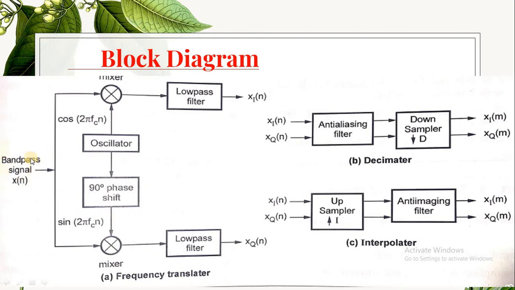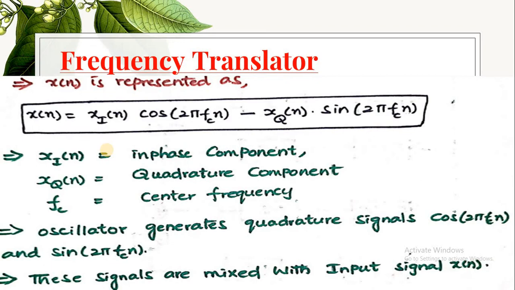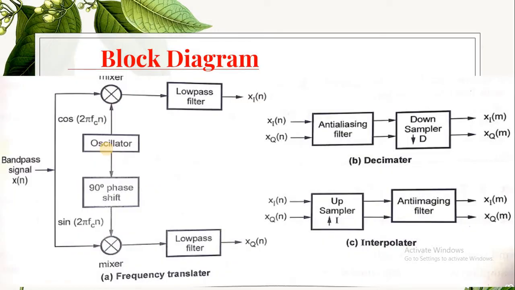Here the input signal is a band pass signal. This oscillator generates quadrature signals, those are cos of 2 pi fc n and sine of 2 pi fc n. These two are the quadrature signals which are generated by the oscillator.